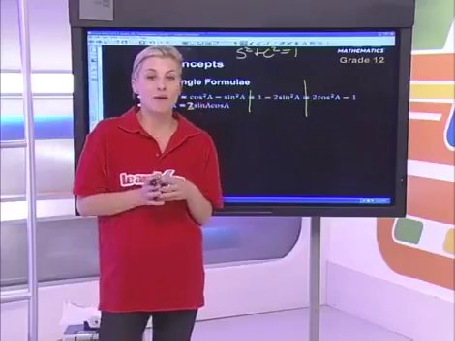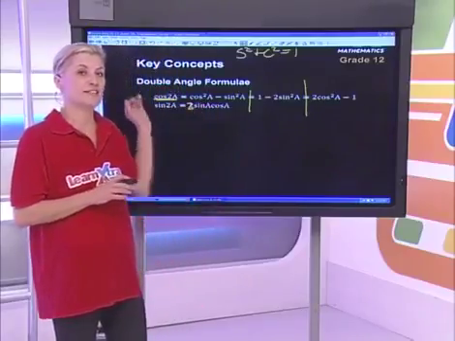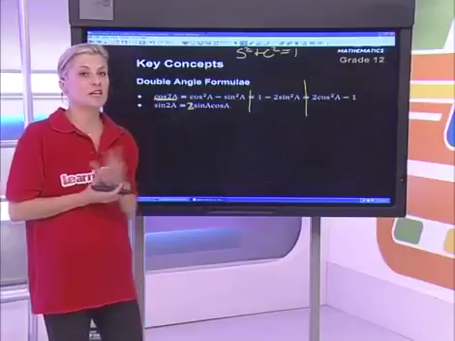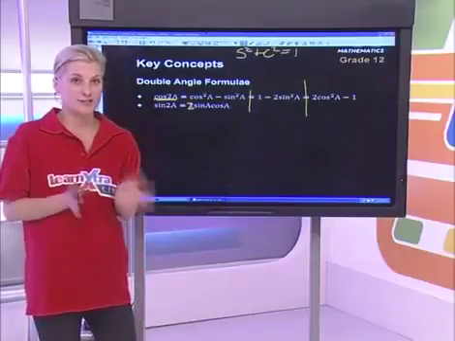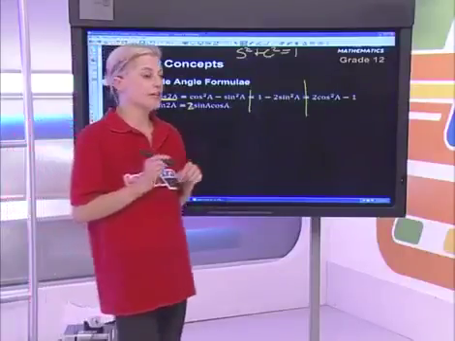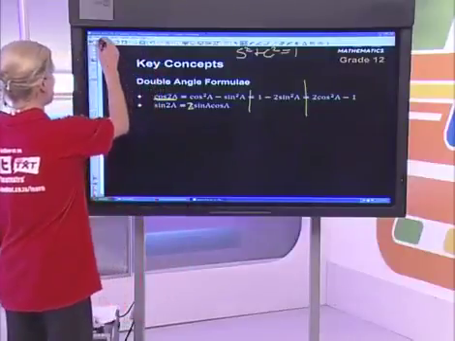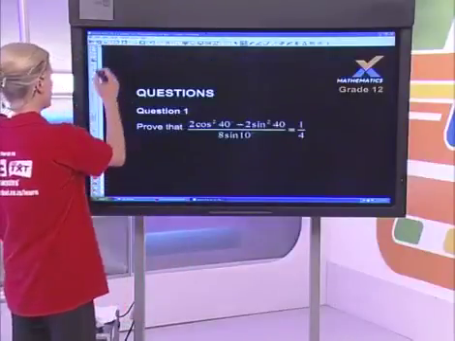Now, similar to our compound identities, we can work from the left-hand side to the right-hand side, but we can also work backwards. So, we're going to have a look at our first question, Abram. That's if there's no other questions for us at this point.